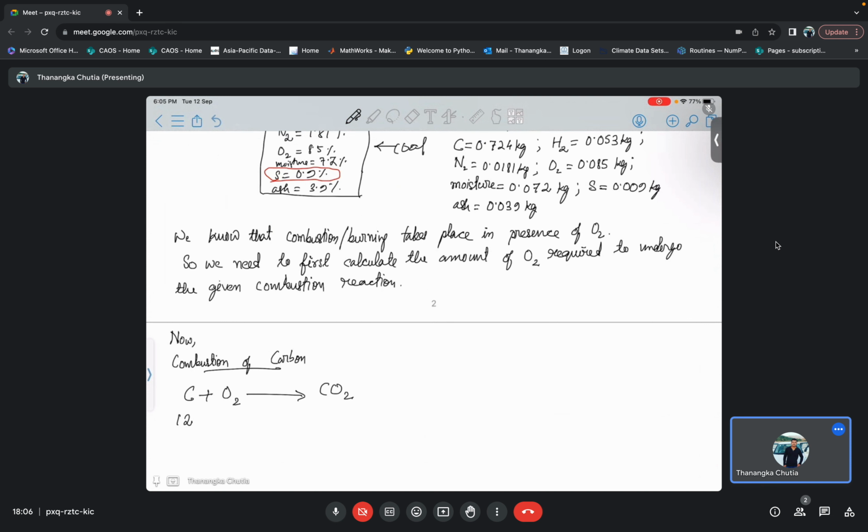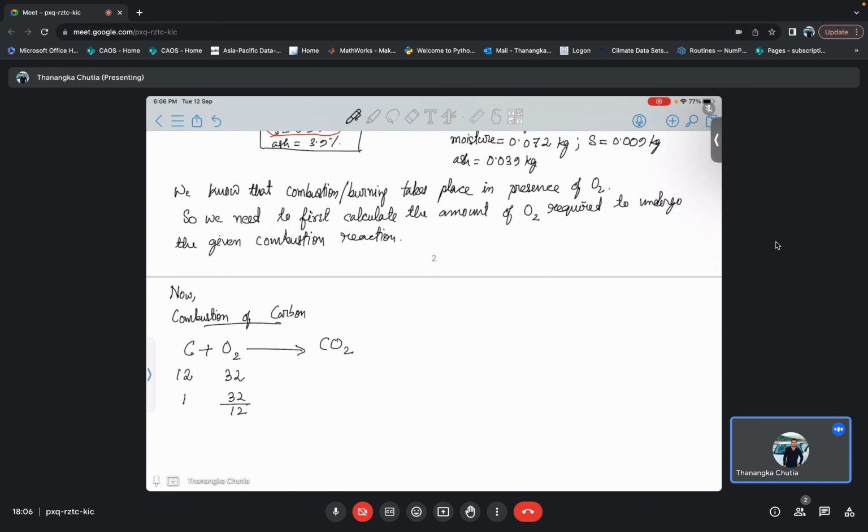So 12 and 32, so for 1 kg it will be 32 by 12, and we have 0.724 kg of carbon, so that will be equal to 32 divided by 12 into 0.724, that is equal to 32 into 0.724 by 12. So you'll get 1.93 kg.